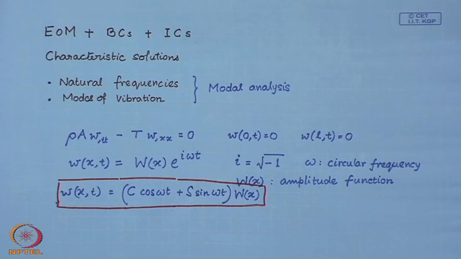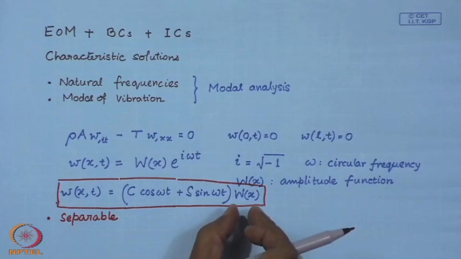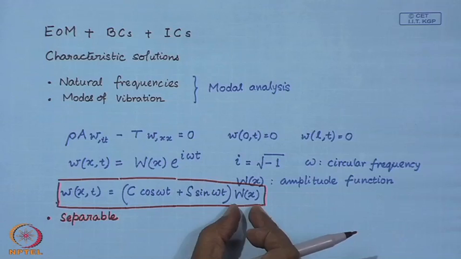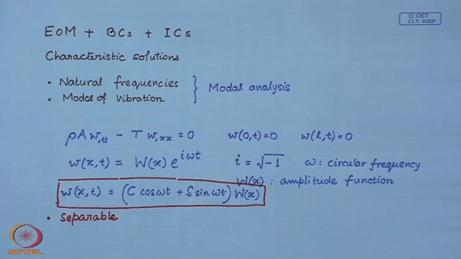Now, from this structure we can deduce immediately a few properties of this solution. So, here you can immediately see that the solution is strictly separable in space and time. So, space part and the time part, they are separated.